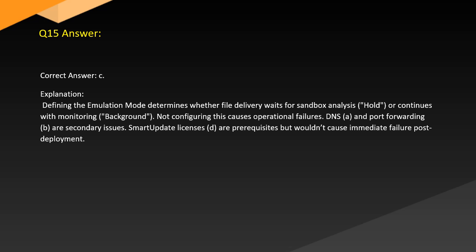Answer. Correct answer: C. Explanation. Defining the emulation mode determines whether file delivery waits for sandbox analysis (hold) or continues with monitoring (background). Not configuring this causes operational failures. DNS (A) and port forwarding (B) are secondary issues. SmartUpdate licenses (D) are prerequisites but wouldn't cause immediate failure post-deployment.